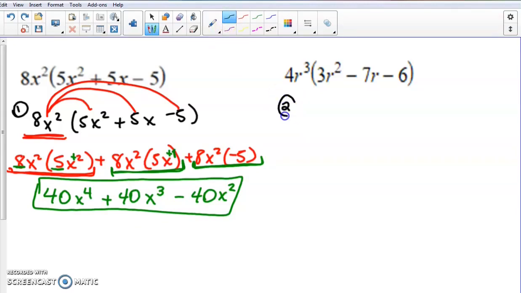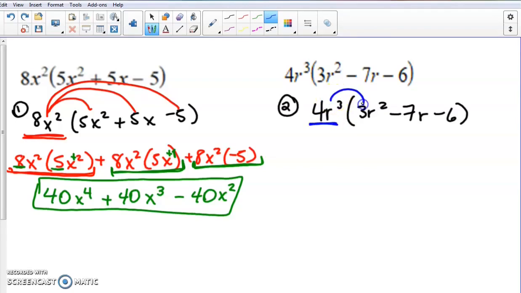Let's see our second example, 2. We got 4r to the 3rd times 3r squared minus 7r minus 6. So once again, it's distributive property because we have one term on the outside being multiplied to a whole parenthesis, a whole polynomial. So now, we just are going to multiply. And this time we're going to skip steps.